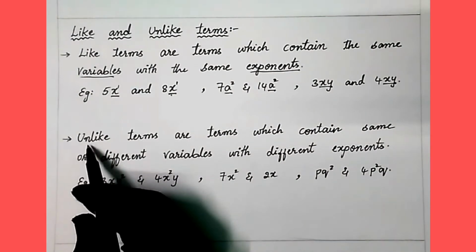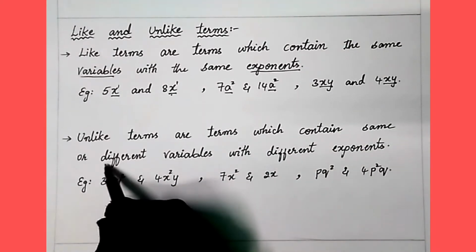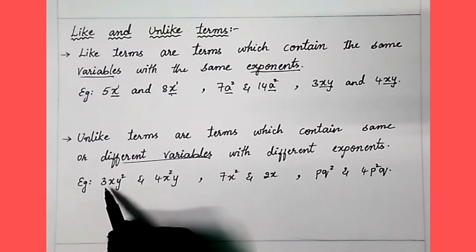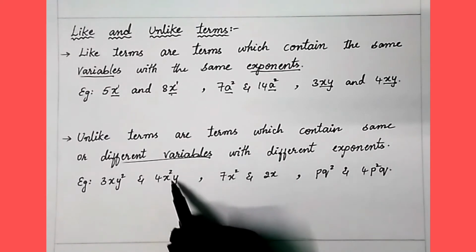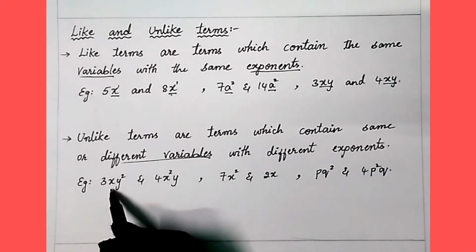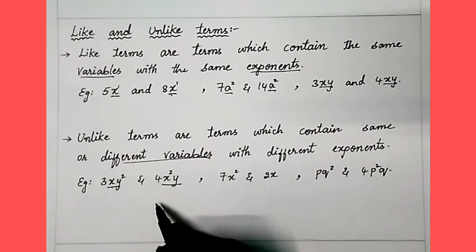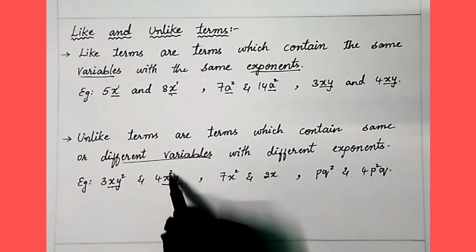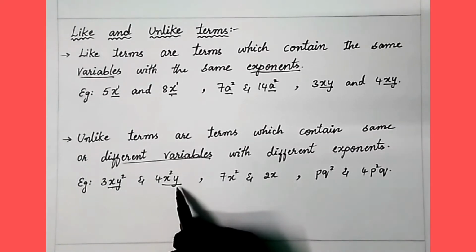What are unlike terms? Unlike terms are terms which contain same or different variables with different exponents. Let us understand this with an example. 3xy^2 and 4x^2y. In this case, the variables are the same, x and y, but the exponents are different. Here x is 1 and y is 2, and here x is 2 and y is 1. That means exponents are different.